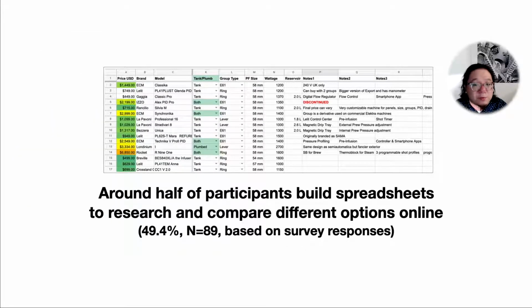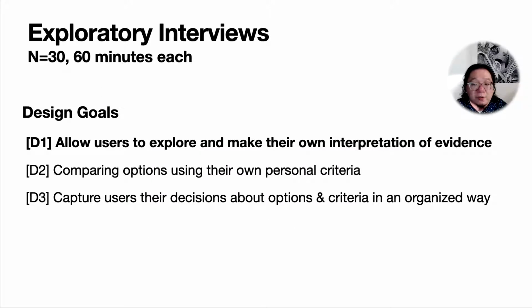To find out what tools people currently use, we ran a survey and found that around half build spreadsheets to support their product research. So we interviewed 30 of them, walking through their current processes and challenges, and uncovered 3 design goals. Firstly, participants emphasize the importance of seeing raw evidence and making their own judgments.